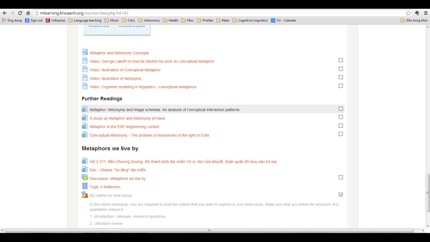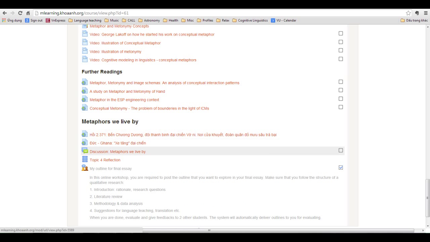And there are several articles, very good readings that I want you to look at. These readings will hopefully give you more ideas for your final essays, and some of them are exactly in the format of a qualitative research paper that you need for your final papers. And then there's a forum, Metaphors We Live By. This is very much an open forum in which I ask you to identify the language expressions that we use every day in our life that are motivated by conceptual metaphors.